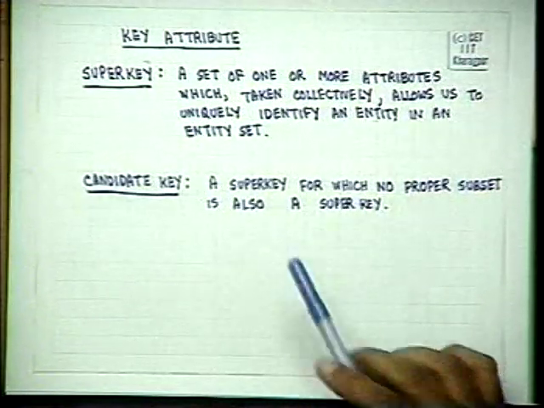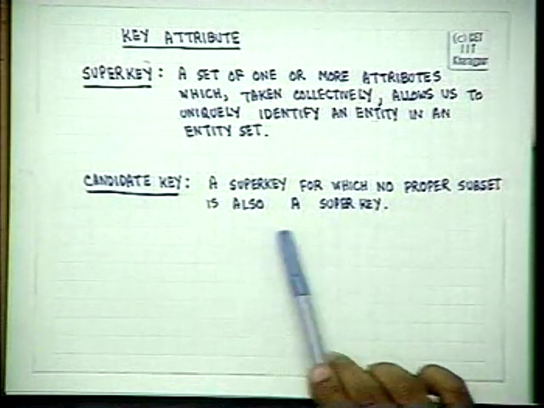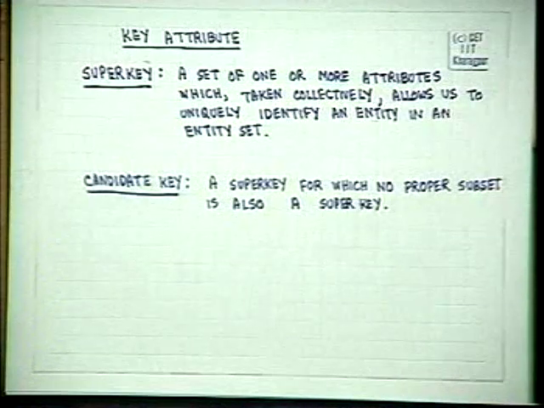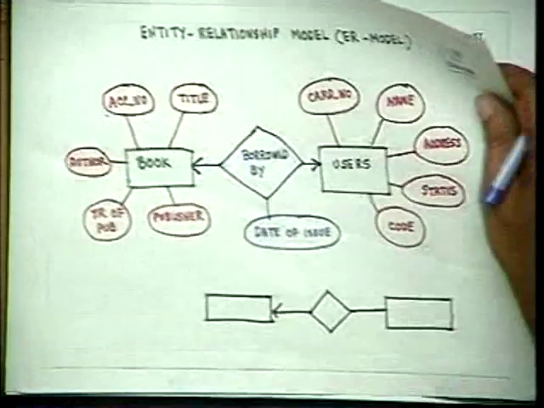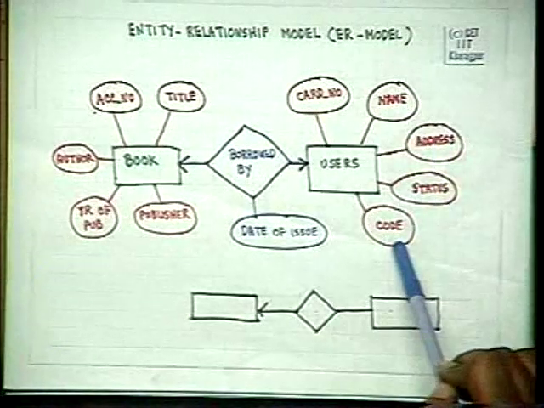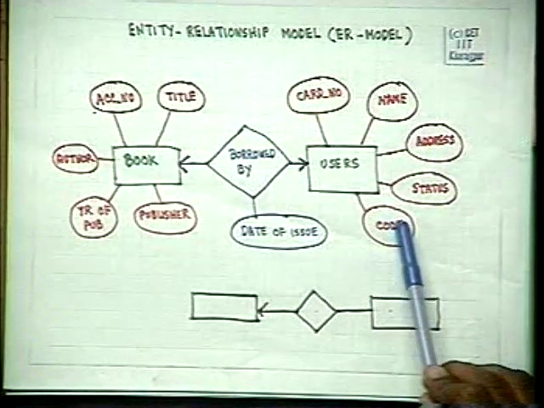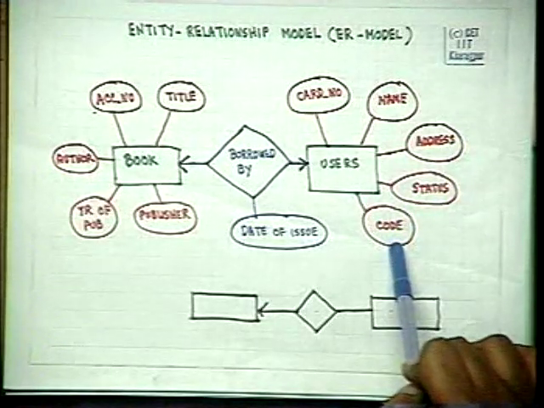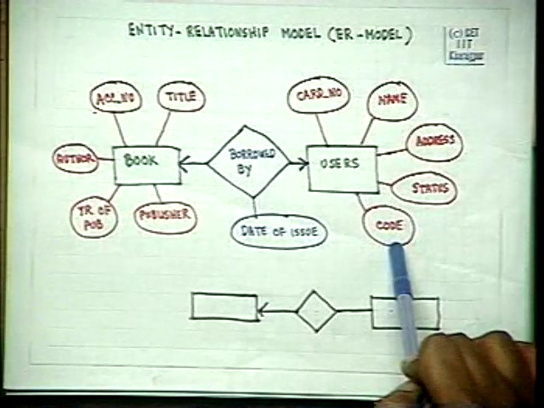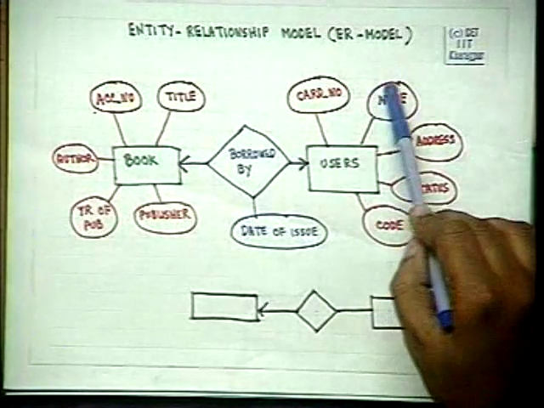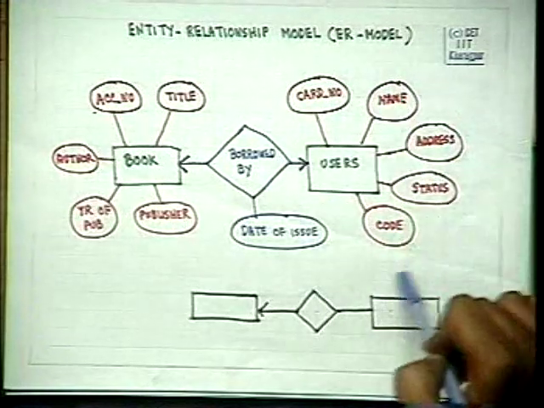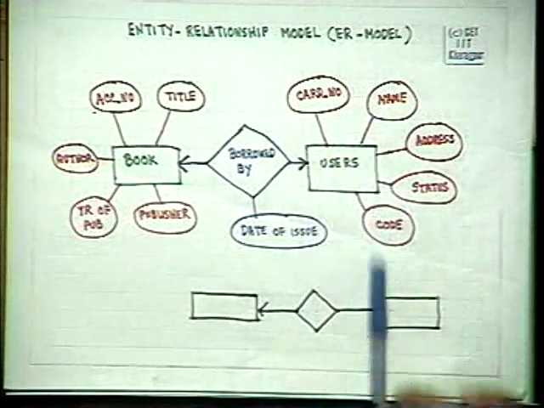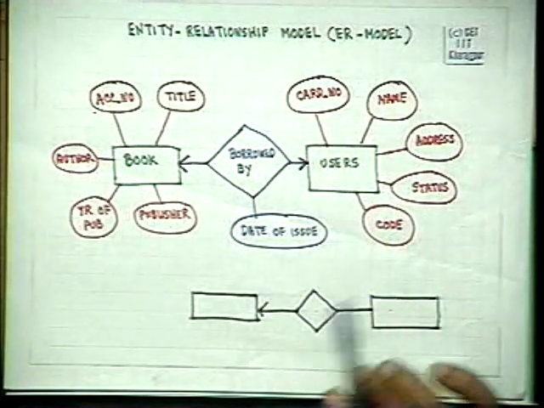A candidate key is a super key for which no proper subset is also a super key. Name, address, status, code is a super key. Now suppose if I remove name, then address, status and code, suppose it is not going to uniquely identify this, then this is not a super key. So for a super key, you start removing one by one. If it still remains a super key, then it's not a candidate key.